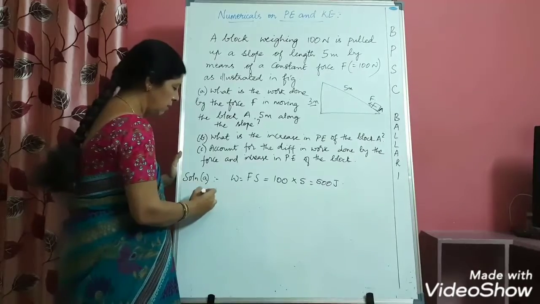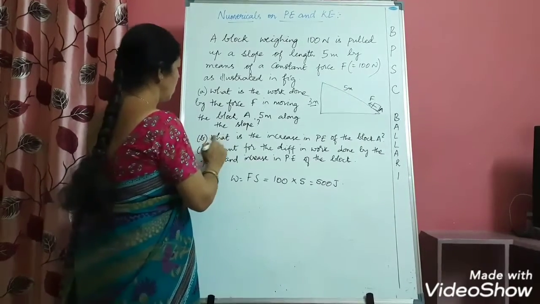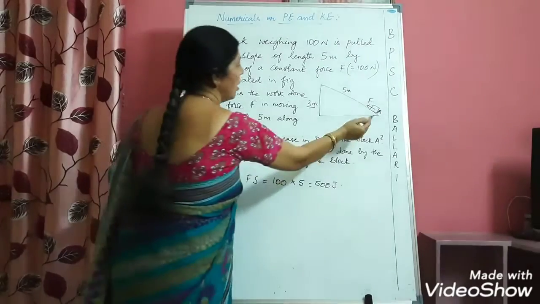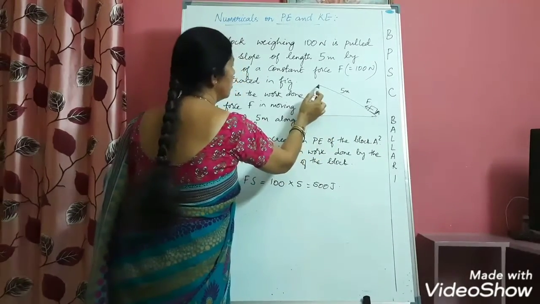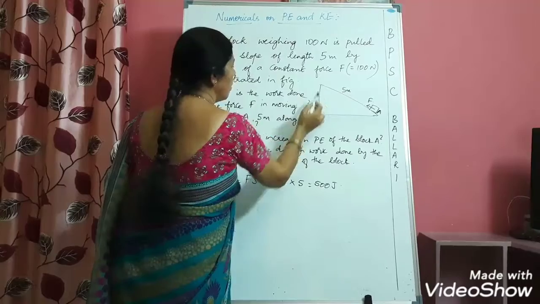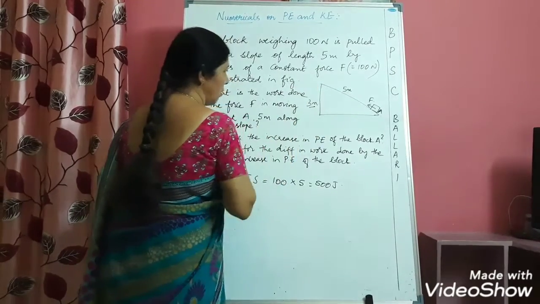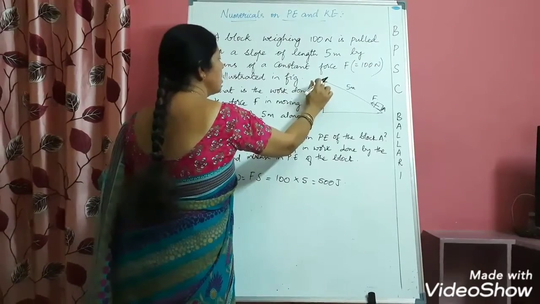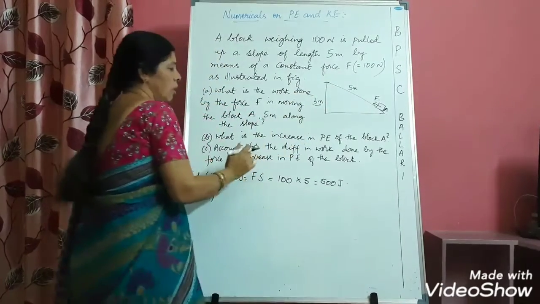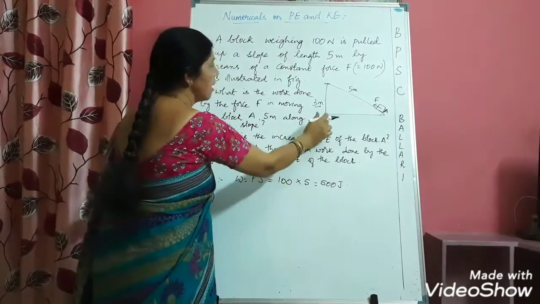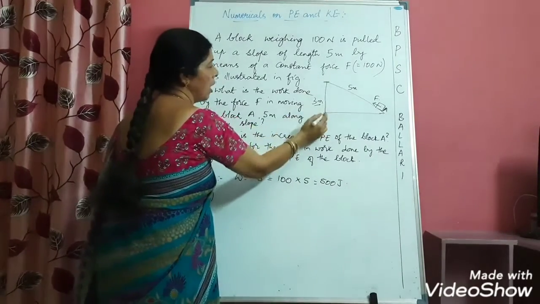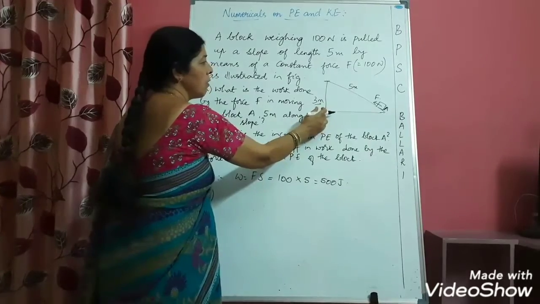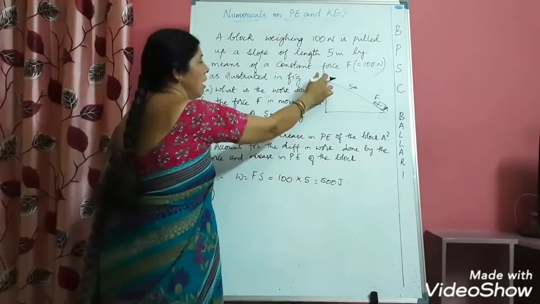Now second question, what is the increase in potential energy of the block A? Now you can observe that once the block A is moved to this point, then the block will be 3 meters above the ground level. So at this height 3 meters, you should calculate the gravitational potential energy. At the ground level, the potential energy will be 0. As I told you in my previous videos, there will be an increase in the potential energy.